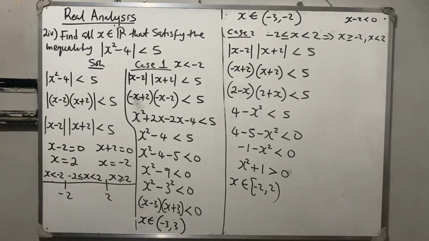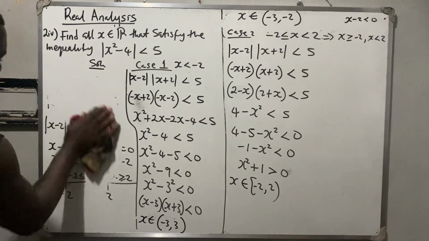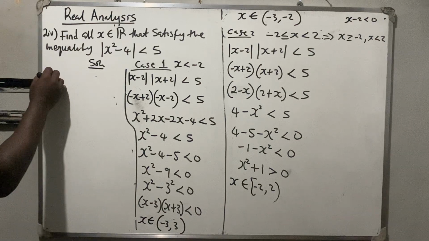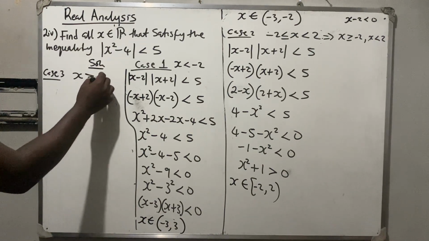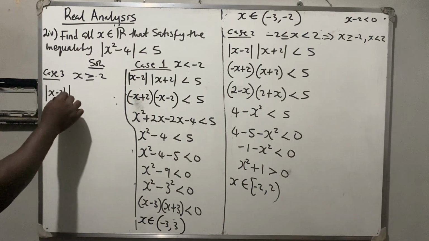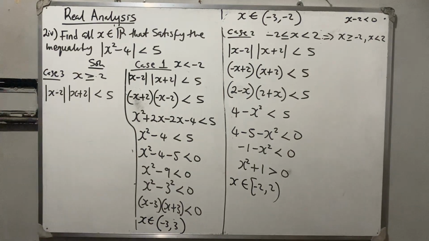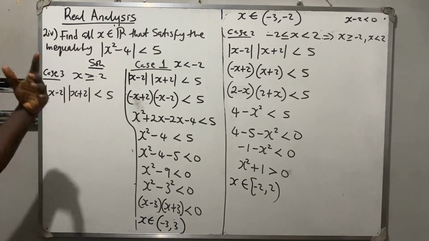So let's now go to case 3, when x is strictly greater than 2. That is case 3. For case 3, we say that x is greater than or equal to 2. So when I have the absolute value of x minus 2 times the absolute value of x plus 2 is less than 5, in this case we are taking that x is greater than or equal to 2.